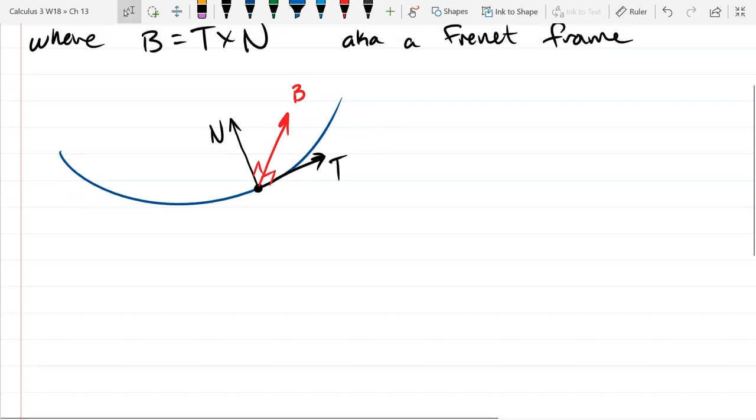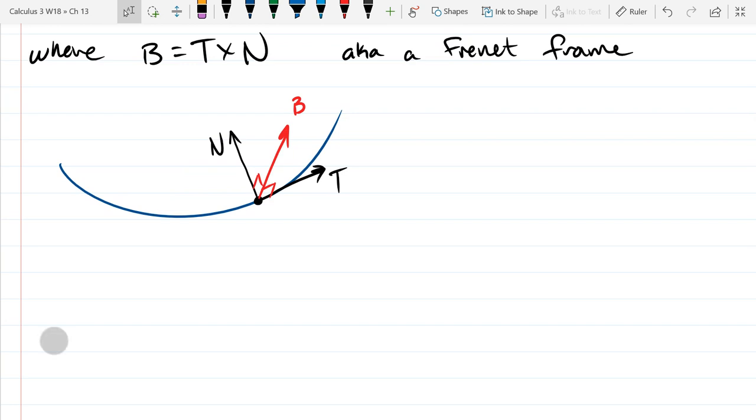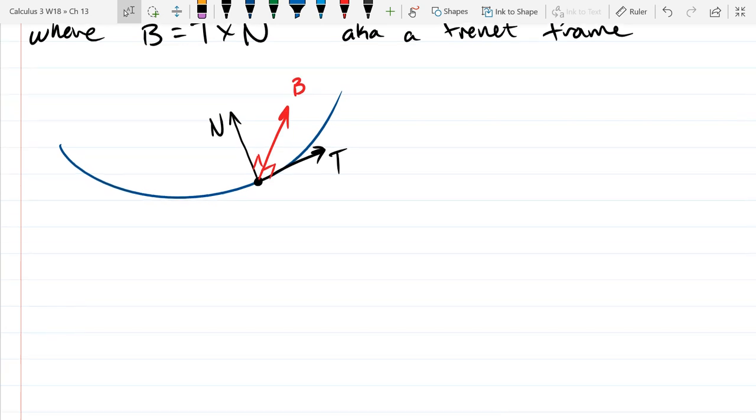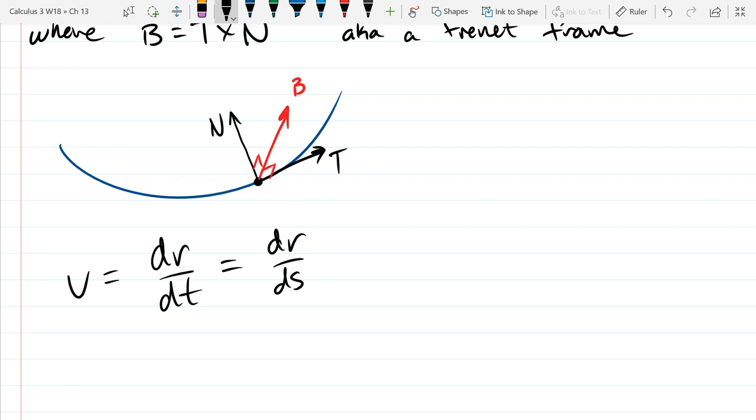All right, so there's our B component right there. And we could write down how to compute this. So let's write down our velocity in a different way. So v is dr/dt. We knew that before. That was basically the definition, the derivative of the position. That's the velocity. And now I'm going to use the chain rule right here.